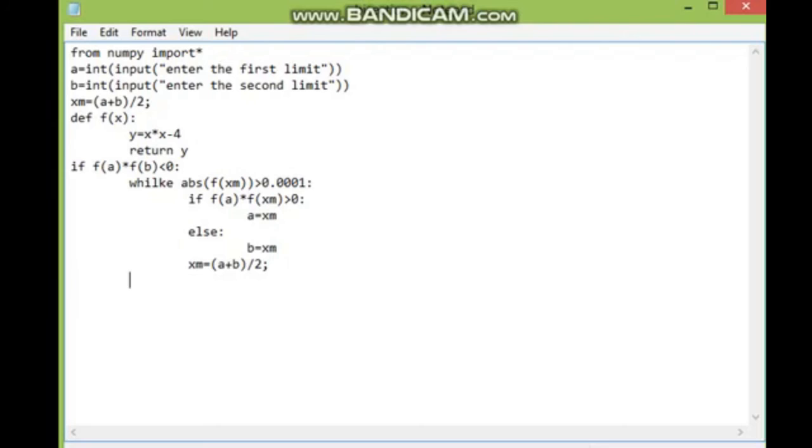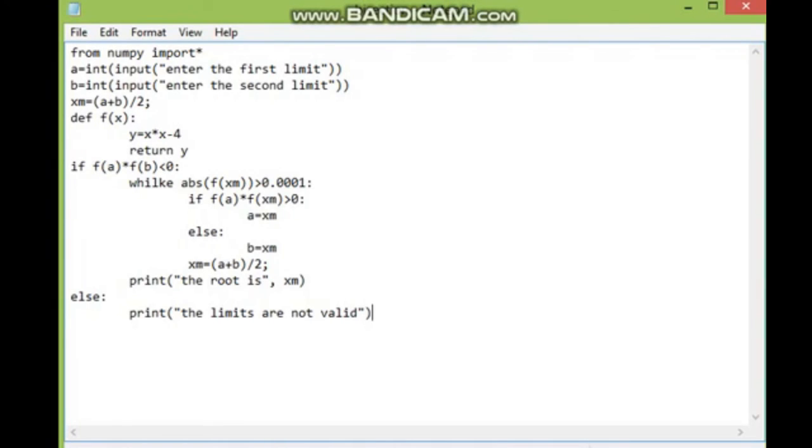Then we will print the root is, comma xm, and now we will go for the statement for if this condition is not valid. Then I have to write else, print the limits are not valid. Okay, so this is the program.